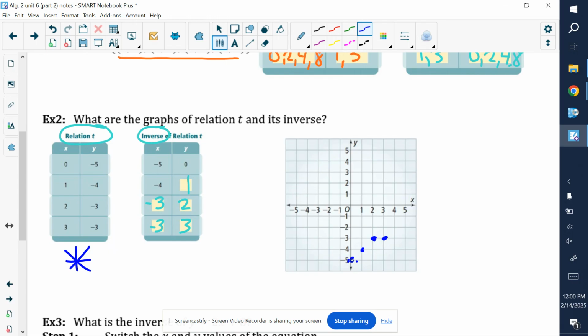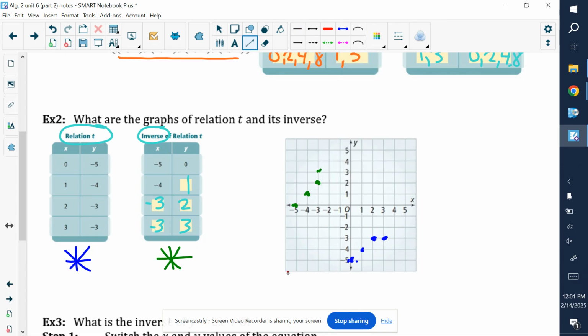Okay, we're not going to connect them. We're just plotting those points. It's a discrete relation. And then I've got my inverse, which I'm going to do in a separate color. So now it's -5, 0, -4, 1, -3, 2, and -3, 3.